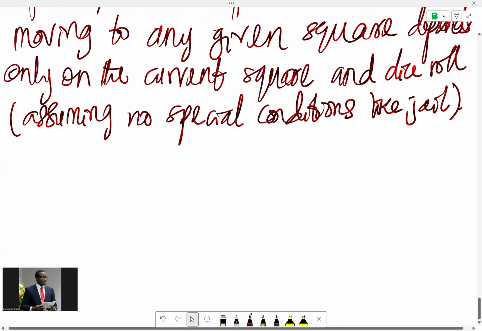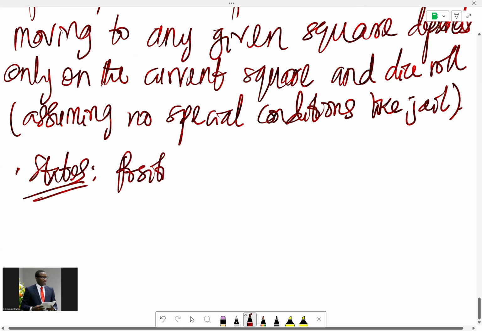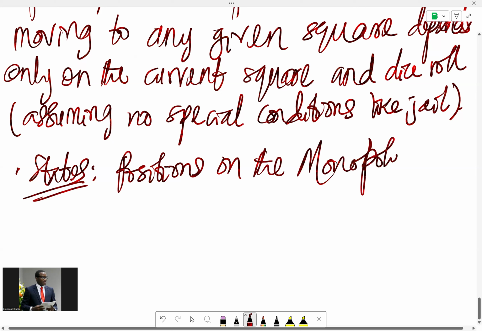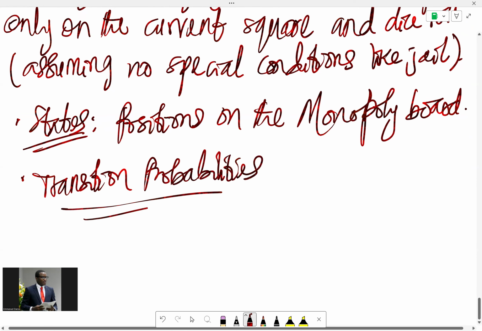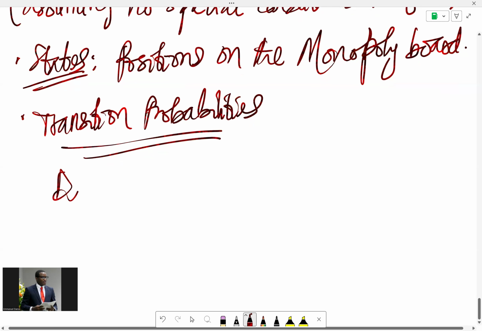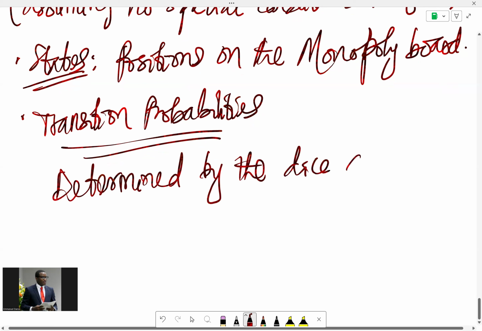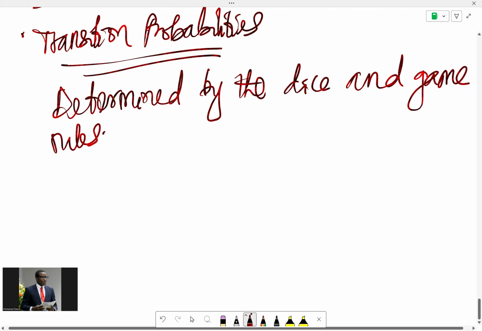Here, what are the states? The states are the positions on the Monopoly board. Then we have the transition probabilities. The transition probabilities are determined by the dice and game rules, because that will be a lot, right?